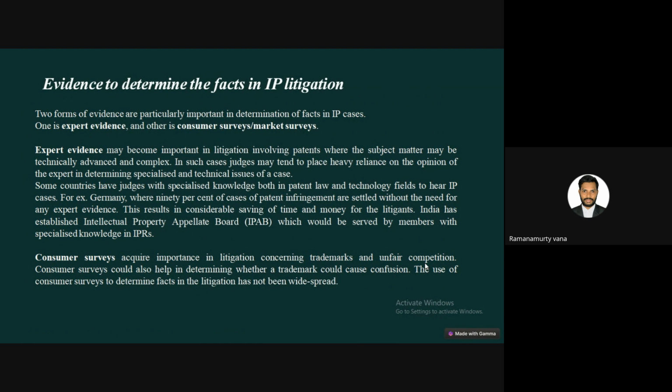Evidence to determine the facts in intellectual property litigation. So what evidence plays a vital role in determining the facts in intellectual property litigation?